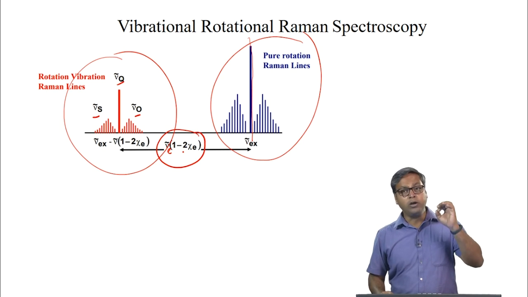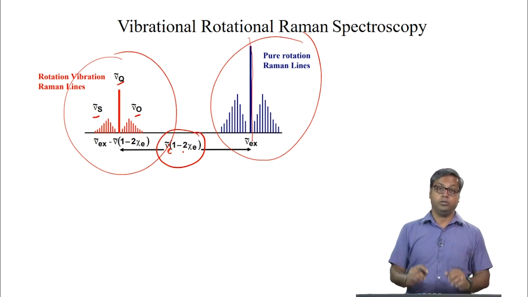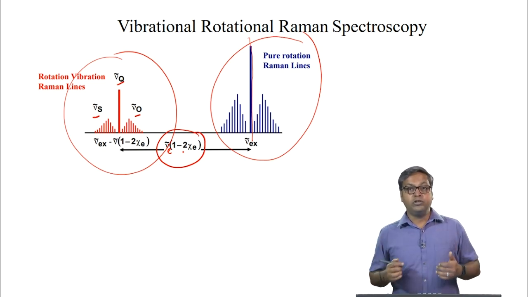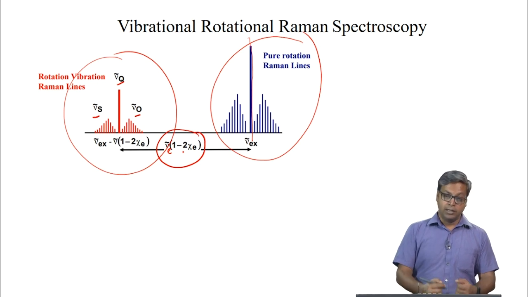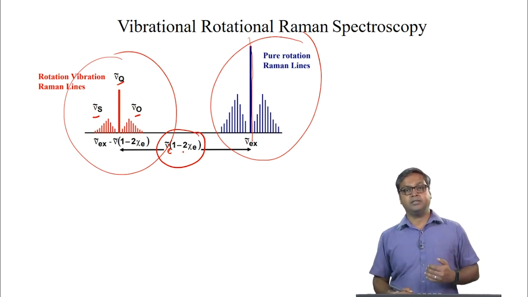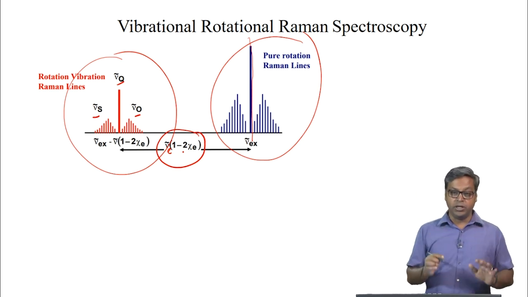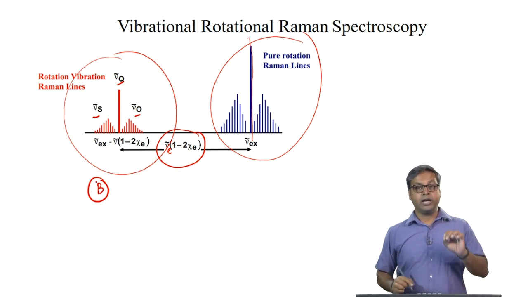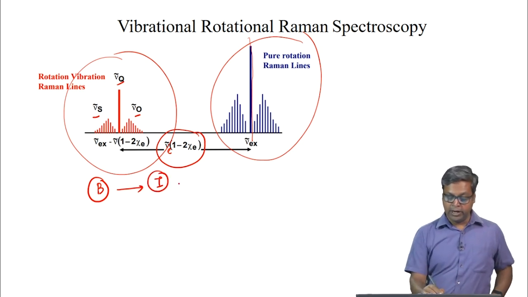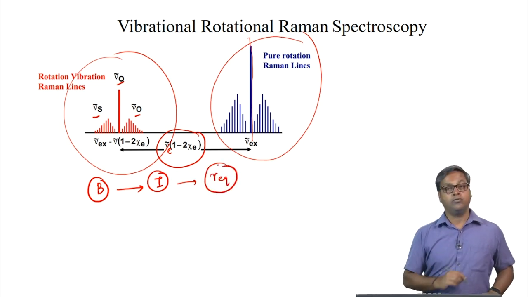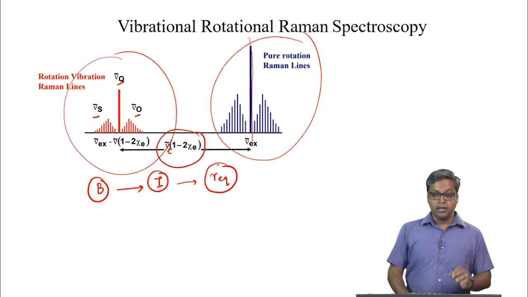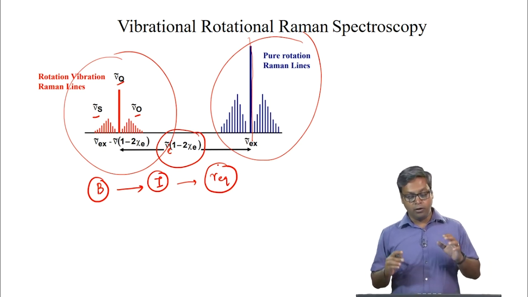The presence of the strong Q branch in the Raman spectrum is to be noted, and compared with the P and the R branches only, which occur for a diatomic molecule in the infrared. The analysis of the O and S branches in the Raman spectrum can provide us the value of the rotational constant, that is B, and once we know B, we can get the moment of inertia, that is I, and once we know the moment of inertia, we can get the equilibrium bond length or R equilibrium. So, if we think about larger molecules, we can ignore this, since the fine rotational structures are not resolved for larger molecules.